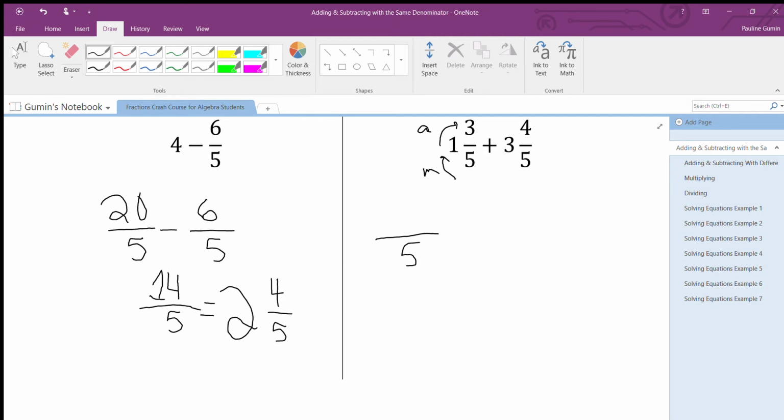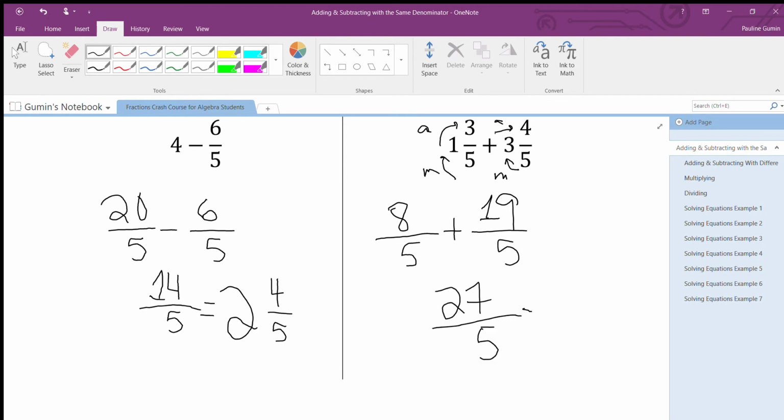So our first mixed number, 5 times 1 is 5, plus 3 is 8. 5 times 3 is 15, plus 4 is 19. Perfect. Let's add. We get 27/5. 5 goes into 27 5 times. That's 25. And we need 2 more to get to 27.